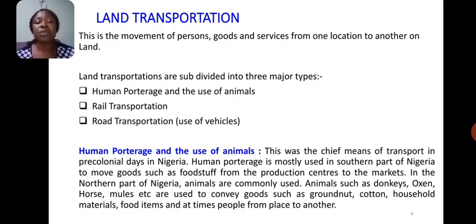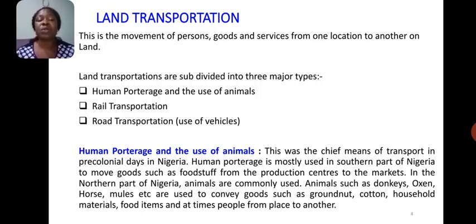Land transportation. This is the movement of persons, goods, and services from one location to another on land. Land transportation is subdivided into three major types. We have the human porterage and the use of animals. We have the rail transportation. We also have the transportation by road, that is the use of vehicles.